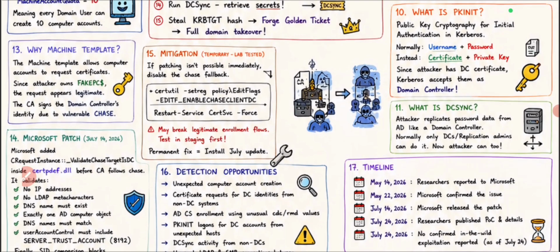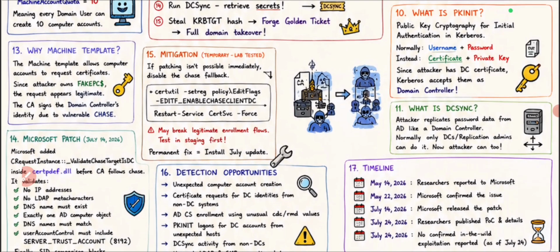What is PKINIT, which we have already been discussing? PKINIT is public key cryptography for initial authentication in Kerberos. Instead of a normal user plus password, it uses a certificate plus private key. Since the attacker has the DC certificate, Kerberos accepts them as a domain controller. Then DCSync is also very important because the attacker pulls password data from AD like a domain controller. Normally it allows DC replication. Admins can do it, and now the attacker can also do it.